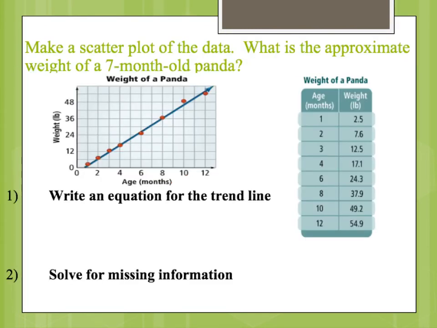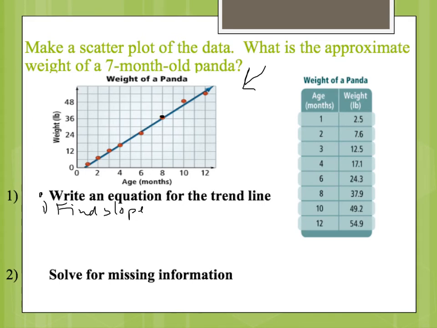So I would already give you the graph, making a scatter plot of the data, and my question is, what is the approximate weight? I already gave this graph, and I want you to write an equation for this trend line, the blue line. So how am I going to do this? We've done this many times before. I don't have a b there, so I'm going to find my slope.